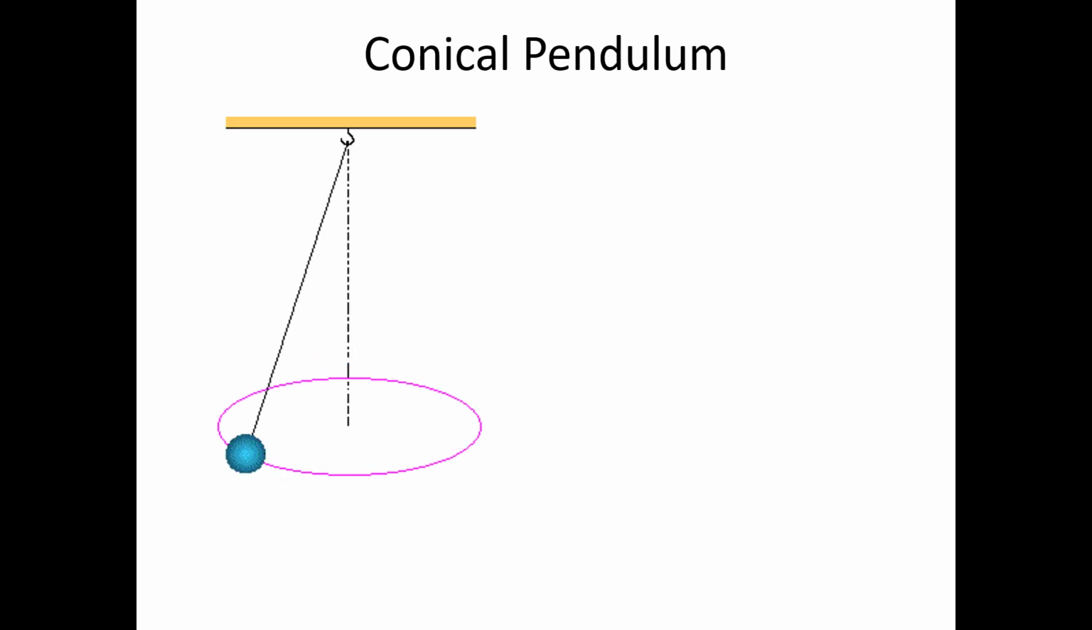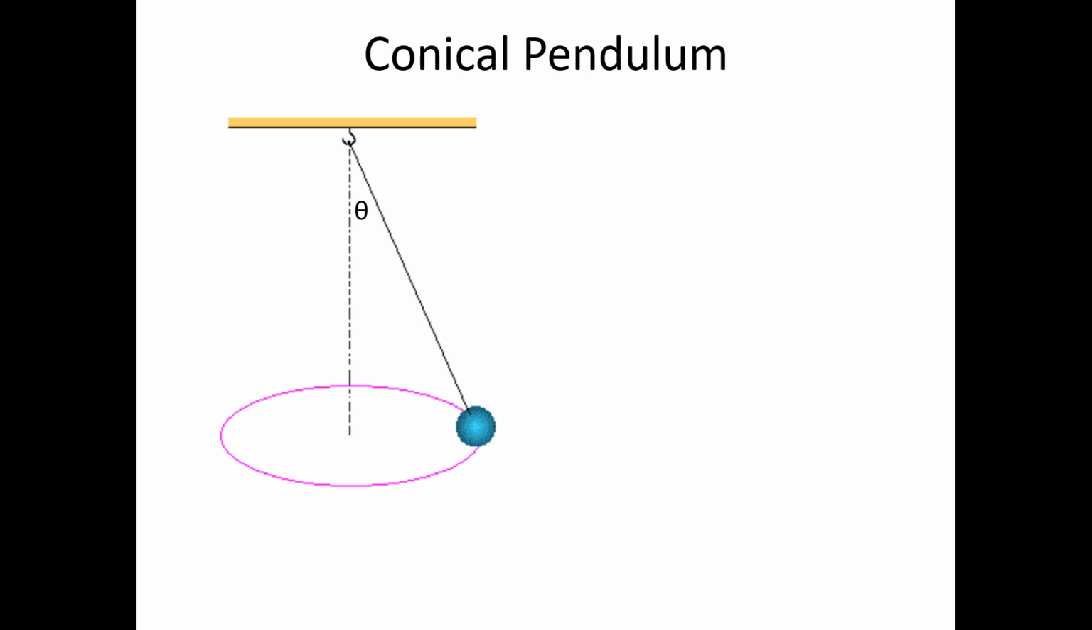So let's stop that conical pendulum just here. Theta is the angle between the bit of string and the vertical. Now there are only two forces acting on this mass m. The first is weight, mg, which acts vertically downwards. The second is the tension in the string. Those two forces are wholly responsible for the movement of that mass.